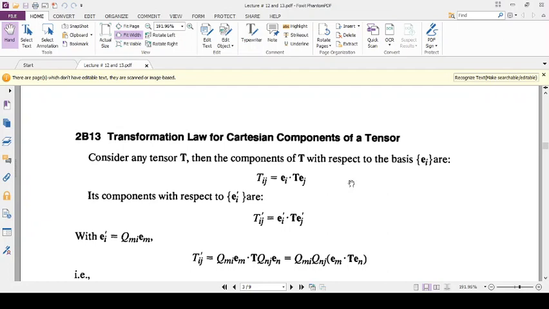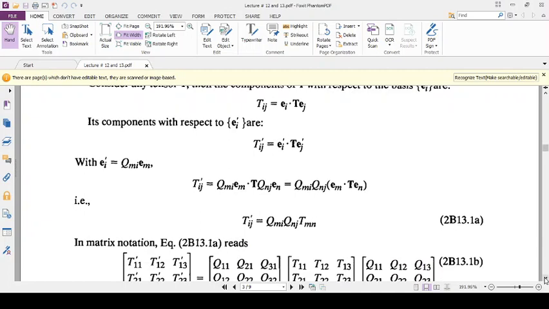T ej. So with respect to basis ei dash, its components can be written as T dash ij equals ei dash dot T ej dash. Keep in mind that there is no dash on bold T, because this is a tensor and the tensor is the same. In similar fashion you can write ei dash and put it in the above equation.